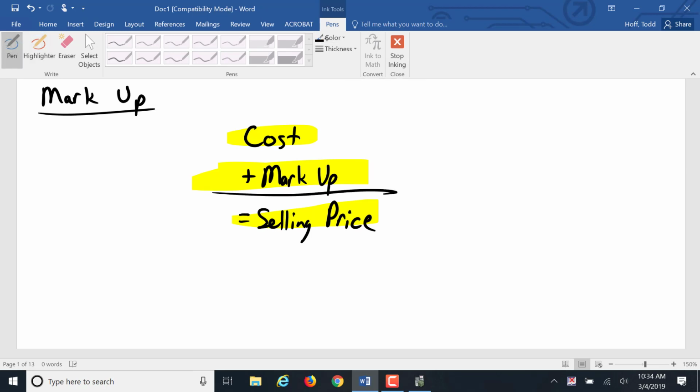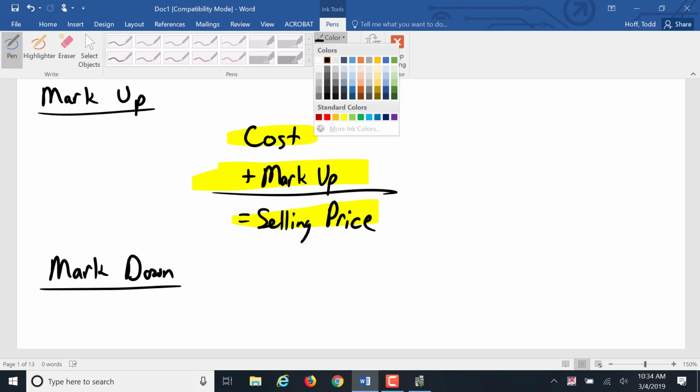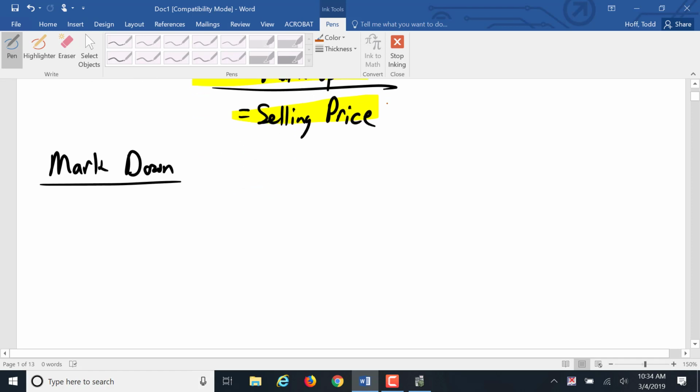Well, the other side of that idea of a markup is something called a markdown. And a markdown is reducing the price of an object either at the distributor level before it's sold on or at the retail level, but either way it reduces the price of the goods in order to stimulate a sale. It could be out of season, could be out of style, could be the new style coming out that's going to replace it. All sorts of reasons why that might be marked down.